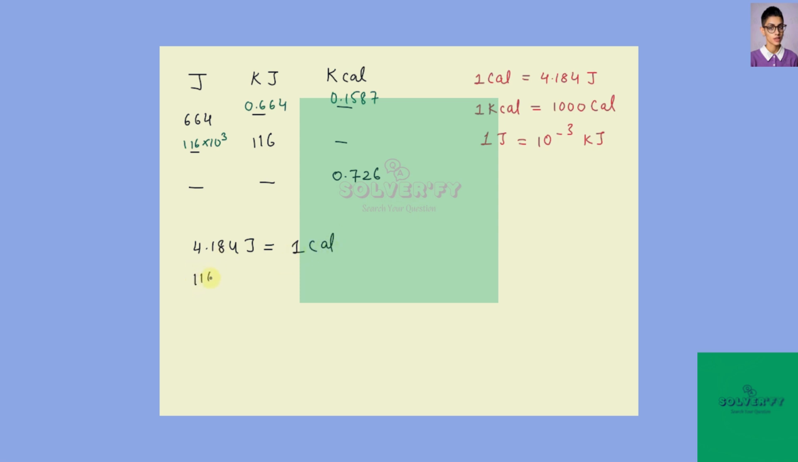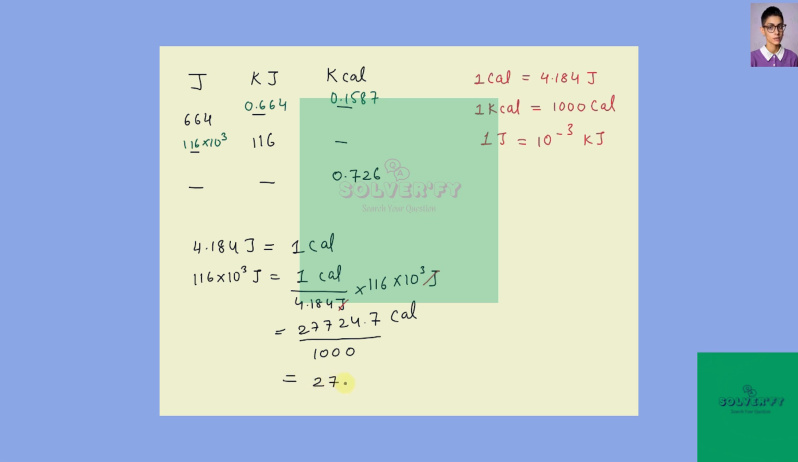Then 116 into 10 raised to power 3 joule will be equal to 1 calorie divided by 4.184 joule into 116 into 10 raised to power 3 joule. From here we can eliminate this joule unit. On solving, we are getting the calorie value equal to 27724.7 calorie. To convert this into kilocalorie, we need to divide this calorie value by 1000. On doing so, we are getting 27.7 kilocalorie. Therefore, here we can write 27.7 kilocalories.